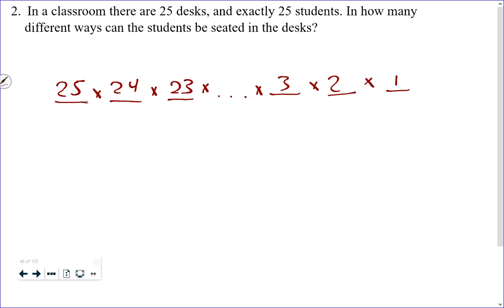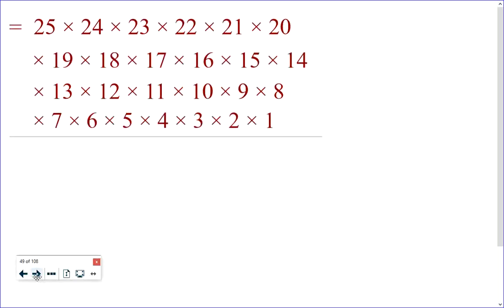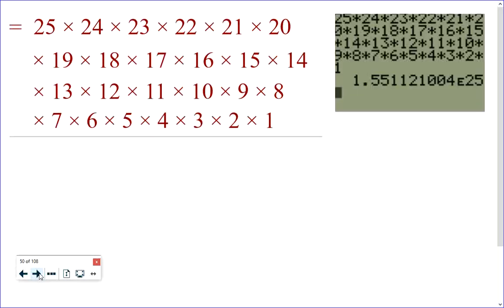I see some of you plugging away on your calculator. I'll save you the heartache there. I've done so already. This is what we need to calculate, and I put it into a calculator and I get 1.55121121004 times 10 to the 25, which is a hard number to grapple with.